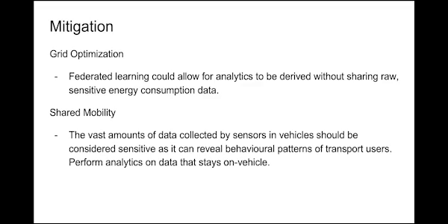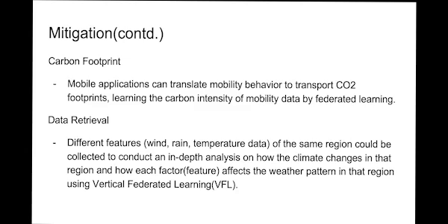Another solution would be shared mobility. There is a vast amount of data collected by sensors in vehicles. This should be considered sensitive because it could reveal behavioral patterns of each of the transport users. So we could perform federated analytics on this data that stays on the vehicle. The next solution is the carbon footprint. We could use mobile applications to translate mobility behavior to carbon dioxide footprints, and thereby learn the carbon intensity of mobility data by federated learning.